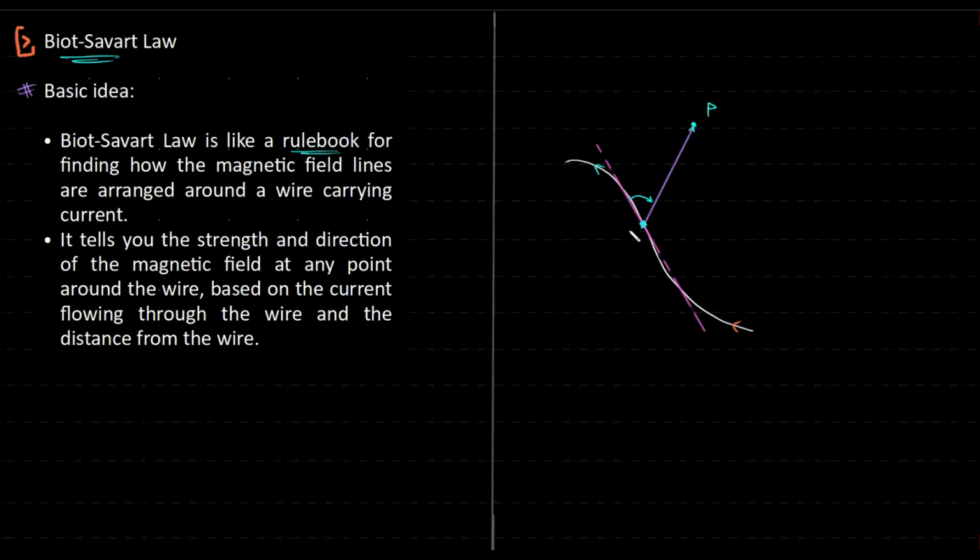Because of this small length dl over here, a point P which is, say, r units away at an angle of theta will have some push or pull, if there is a compass, in a particular direction with a particular amount. And this particular law helps us in looking into the strength and the direction aspect of this.